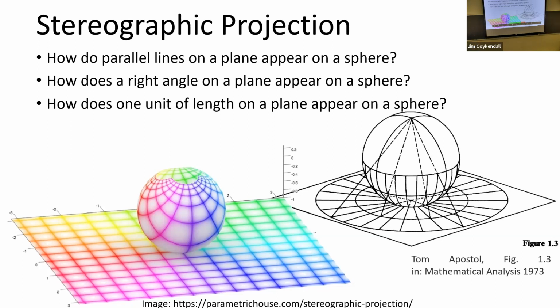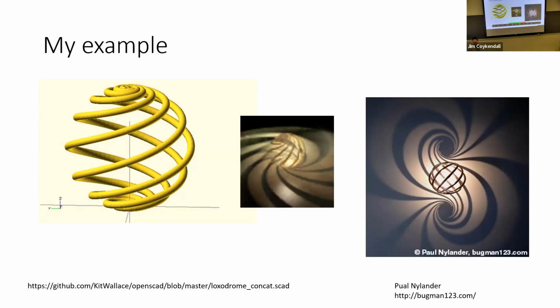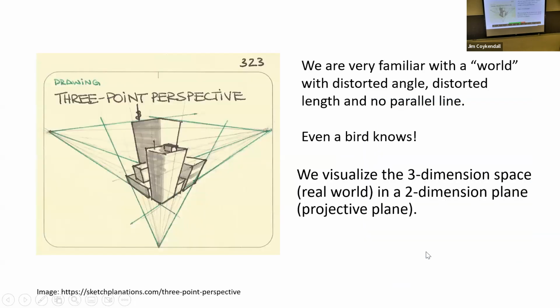Okay, this is the stereographic projection. You can use it to project anything that you like. This one is my example. I also have passing through it. We actually live in a place with distorted angles, distorted lengths, and no parallel lines.